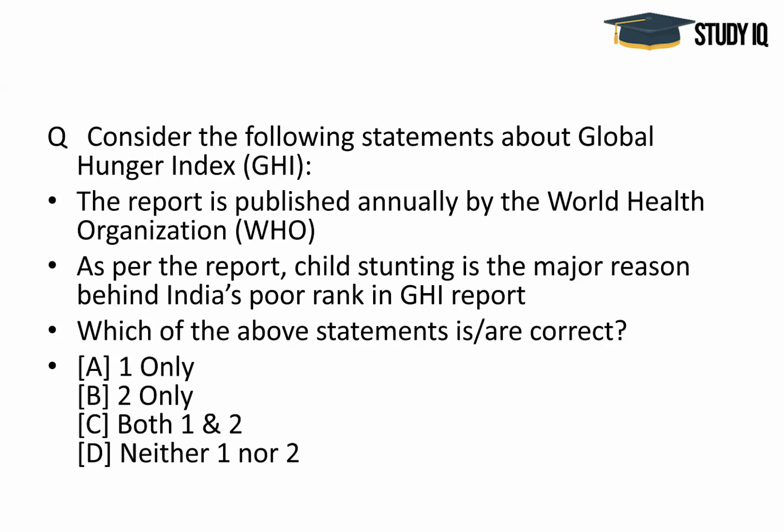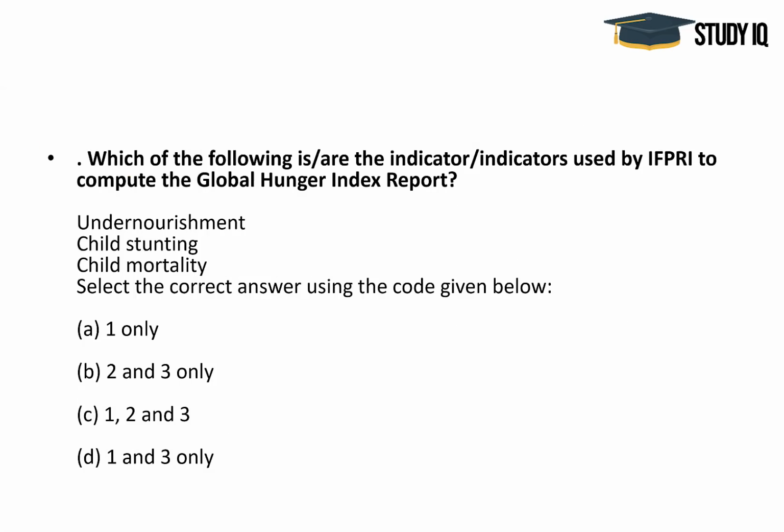So there are two questions, usually such kind of questions. This is about the Global Hunger Index, but a similar question on the Global Nutrition Report could be asked. So you have to give the right answer in the comment box. Consider the following statements about the Global Hunger Index. First statement is, the report is published annually by the World Health Organization. Second statement is, as per the report, child stunting is a major reason behind India's poor rank in GHI. Okay, so you have to give the right answer. I'll tell you at the end of the lecture.